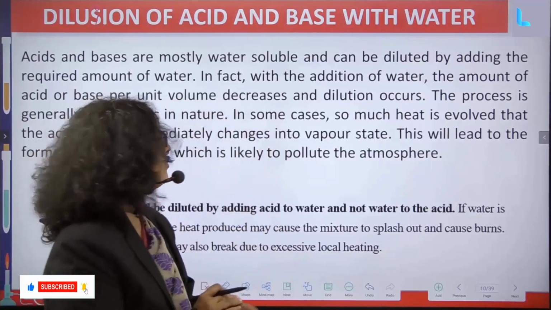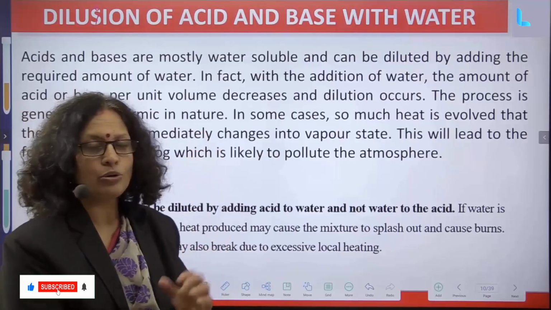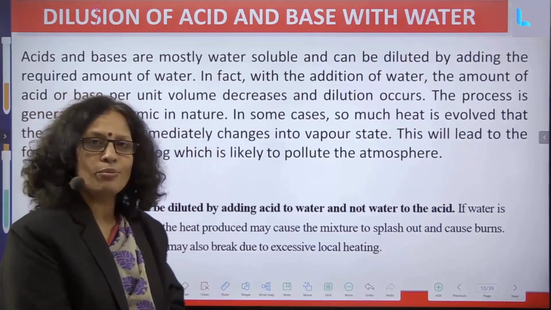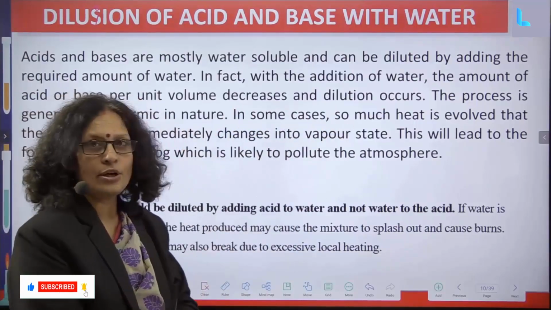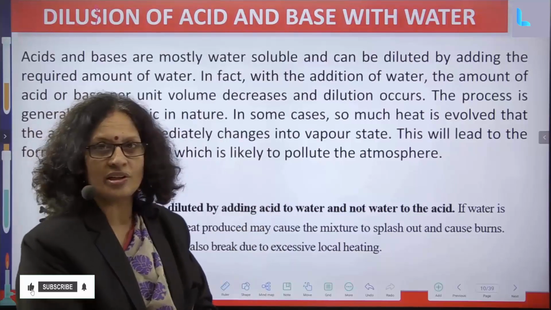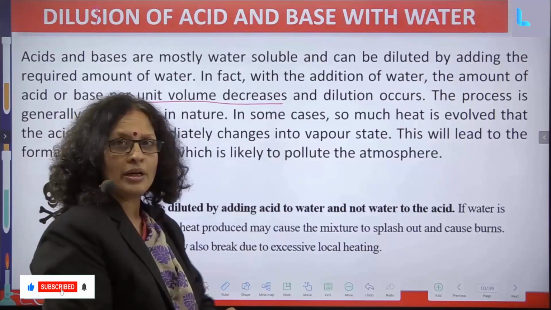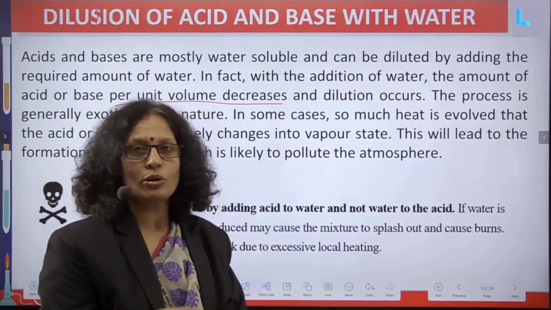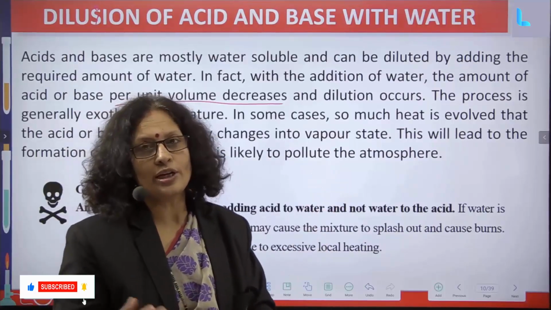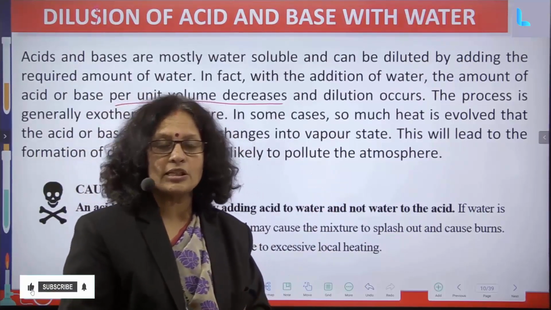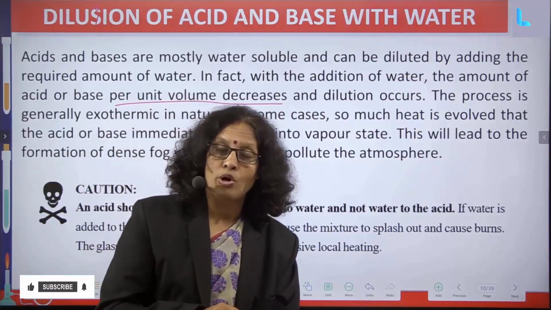Now acids and bases are mostly water soluble and can be diluted by adding the required amount of water. In fact, with the addition of water, the amount of acid or base per unit volume decreases. It means the quantity of water is increased, so the number of ions per unit volume is decreasing and dilution occurs. That is why it is called a dilute solution, because HCl breaks into H plus and Cl minus. Now we added more water to that.